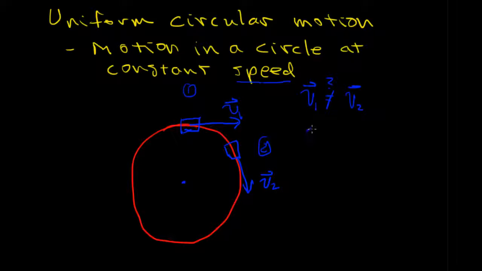So what we could say is equal is the magnitude of v1 is equal to the magnitude of v2, but their directions are not the same. And that means this object is accelerating, and so the acceleration is not equal to 0. So we can ask the question, what is the acceleration? That's what we're trying to find out here.